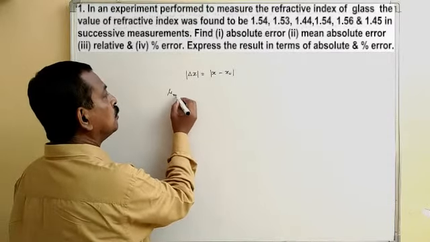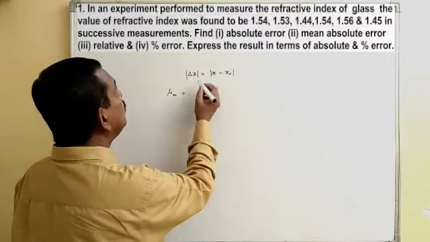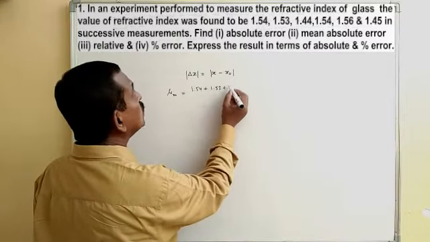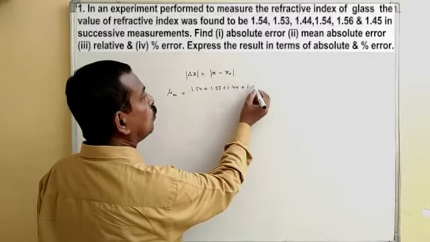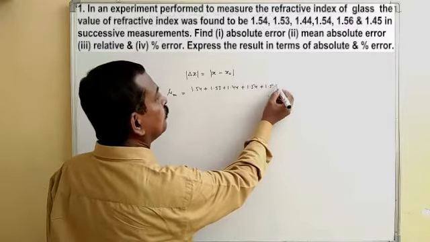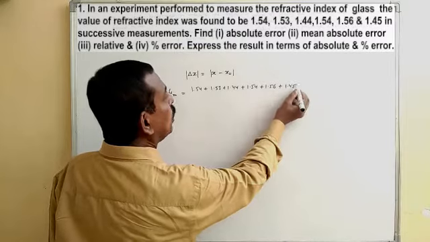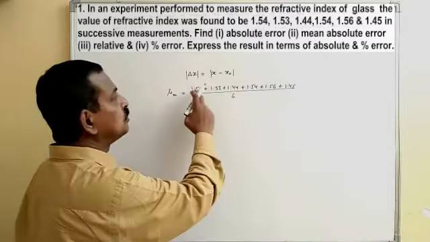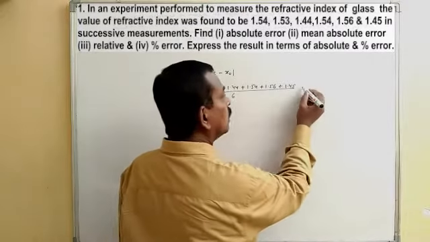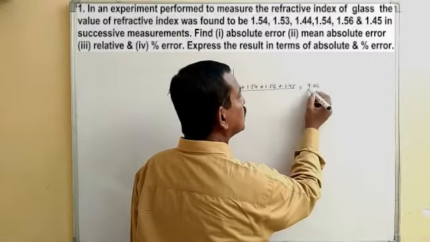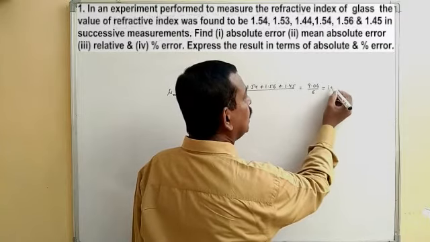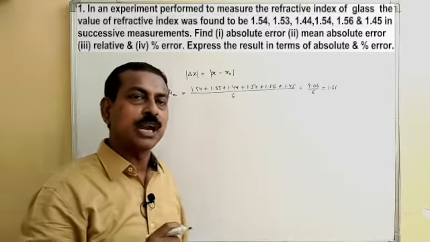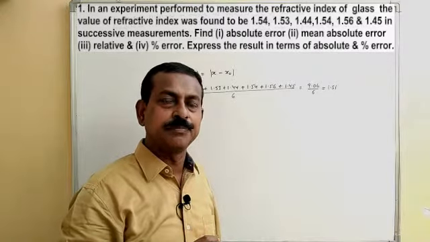So mu mean will be 1.54 plus 1.53 plus 1.44 plus 1.54 plus 1.56 plus 1.45 divided by 6. We have 6 observations there. 9.06 divided by 6, and this is your 1.51. So this is the mean value of refractive index.